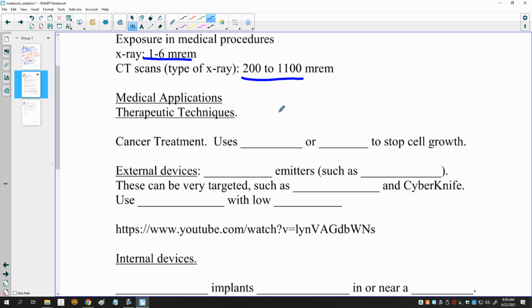You will use gamma or beta radiation to stop cell growth. And that can be targeted, or it can be like a whole brain therapy, or target a certain part of the body. We use some external devices, gamma emitters, such as cobalt 90.